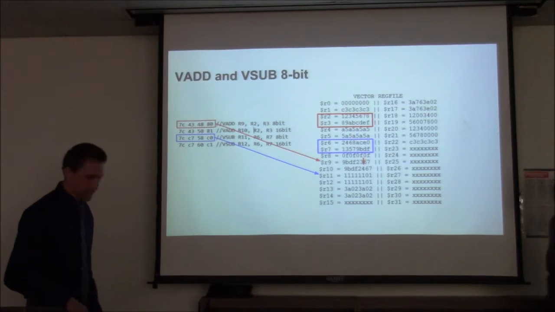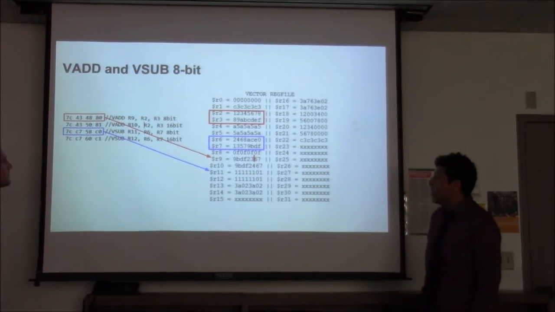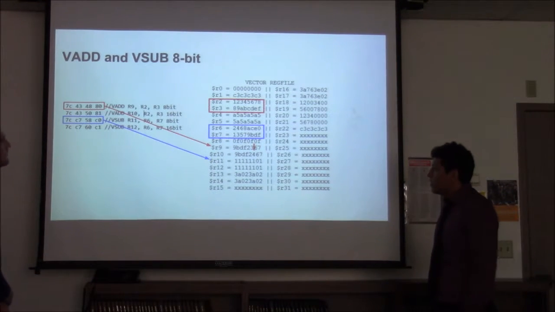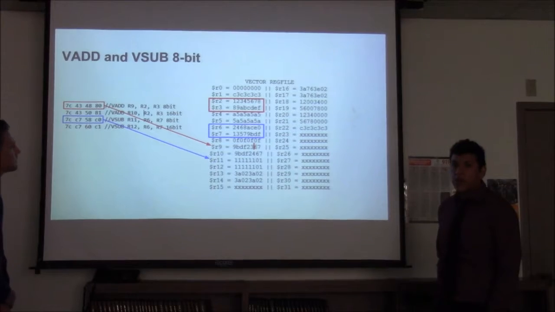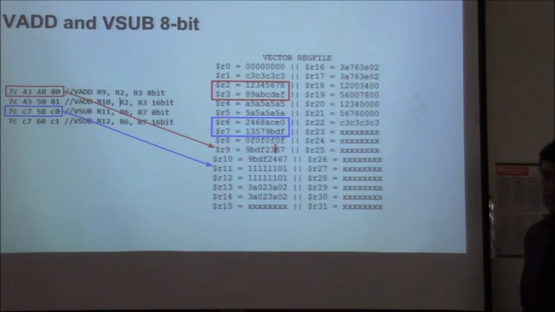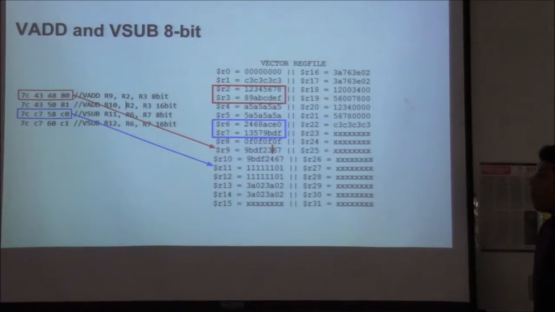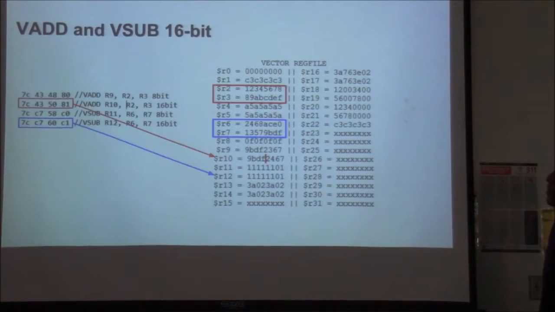And here we're adding registers 2 and 3 together using the 8-bit add and storing it into register 9. As you can see right here, there's supposed to be a carry bit going over to the next bit, but as you can see, we're only doing the 8-bit, so it does not carry over. Right. And the same thing with the subtracts. We're subtracting 6 and 7 and storing into register 11. And here's a 16-bit implementation.